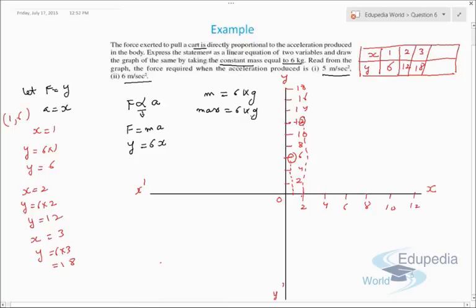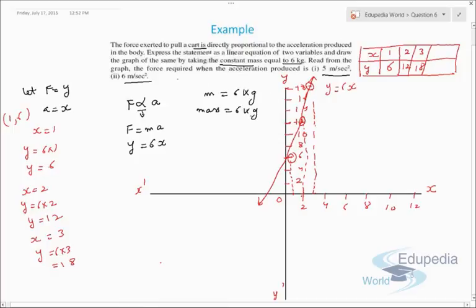Now third is x as 3 and y as 18. So this is 18 and x is 3, so the value will be here. So we can draw like this. We can interpret it like this. So the value will come over here. Again we can draw a line to join these points, which is the equation of the line y equals 6x.